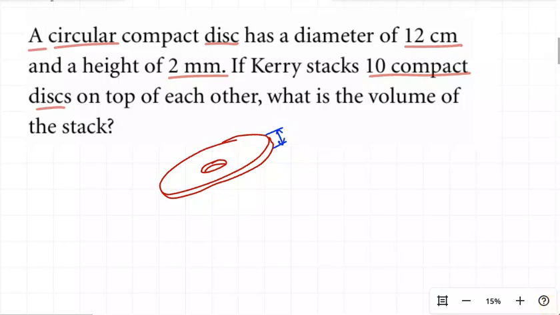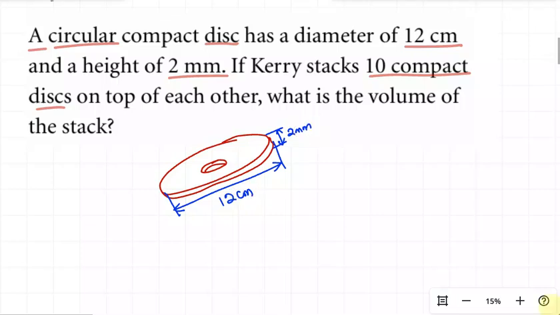is 2 millimeter, and the diameter, that is from here down to here, is 12 centimeter. Okay, all right. Now the first thing is to recognize the units. Here you have millimeter, and here you have centimeter.